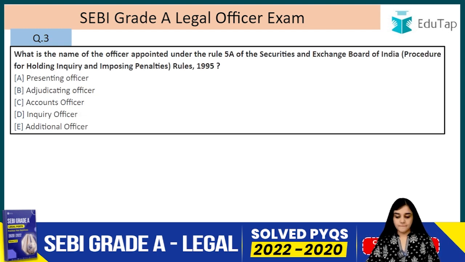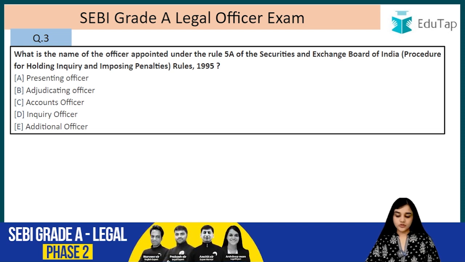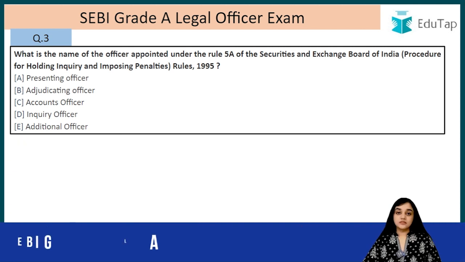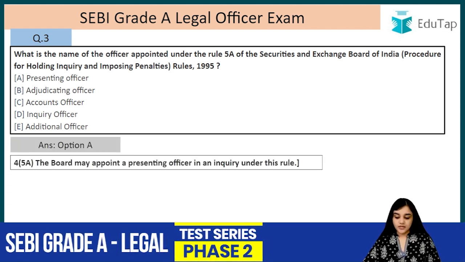Question number 3. What is the name of the officer appointed under Rule 5A of the Securities and Exchange Board of India (Procedure for Holding Inquiry and Imposing Penalties) Rules, 1995? So the answer to this question is presenting officer, that is option A. The board may appoint a presenting officer in an inquiry under this rule.